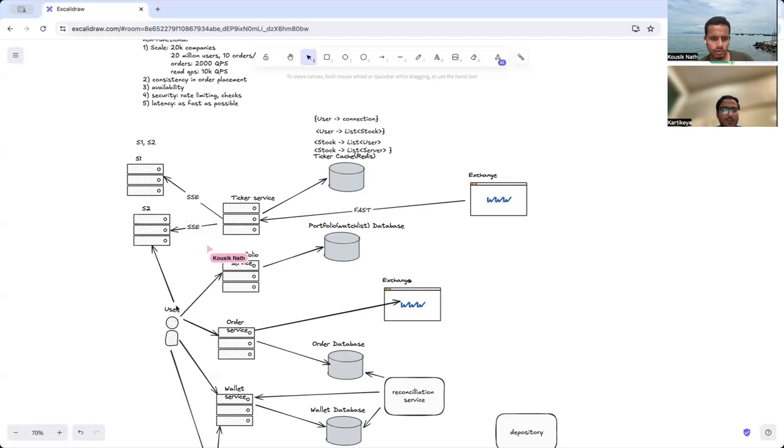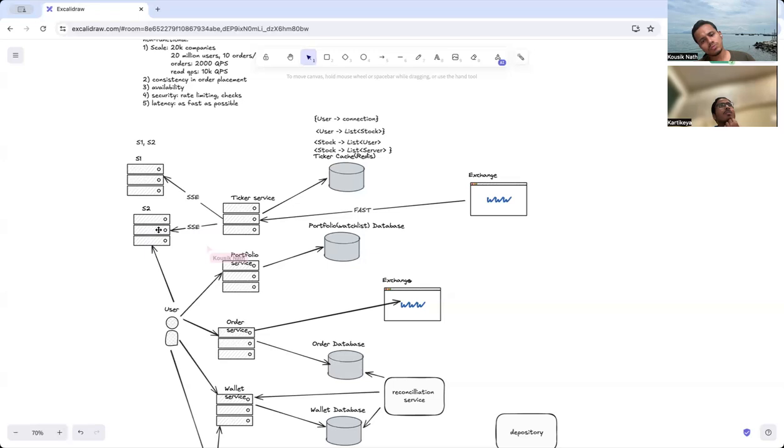I am a user. I basically subscribe to one stock. I go to S2. In that request, S2 makes a call to the ticker service. Should we create one connection for every single request? That's not what we should do. We should have just one connection, so S2 will have a connection with the ticker service.